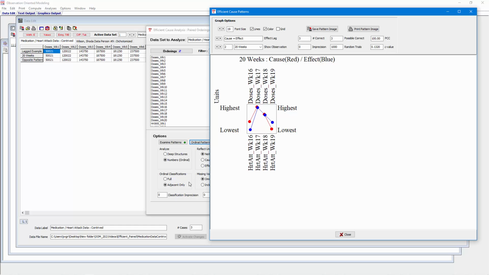Now with the adjacent option chosen, we're only going to look at the adjacent weeks worth of changes. So week 16 to 17, then 17 to 18, and then 18 to 19. So that's 3 possible co-occurrences of change between the cause and effect. And we see that up here with the number of possible correct classifications. Now in this case, we see that in all 3 instances, the red and blue line change in the same direction. So that gives us a PCC of 100%. And we can see a fairly low, or somewhat low anyway, chance value there.